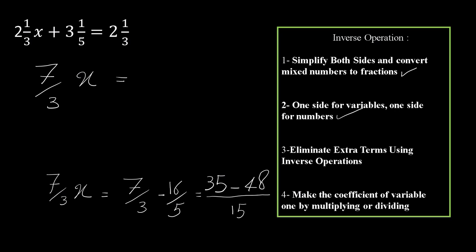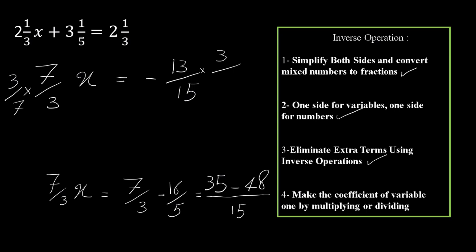35 minus 48 will be minus 13 over 15. Okay? Do you know any number that if it is multiplied to 7 over 3, the answer would be 1? Yes, of course, I must multiply it to its reciprocal. What is the reciprocal of 7 over 3? It is 3 over 7, and I must multiply to both sides.